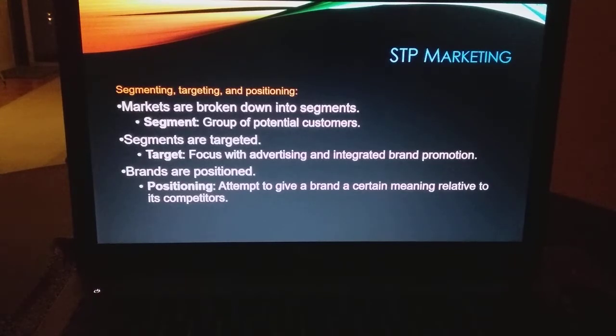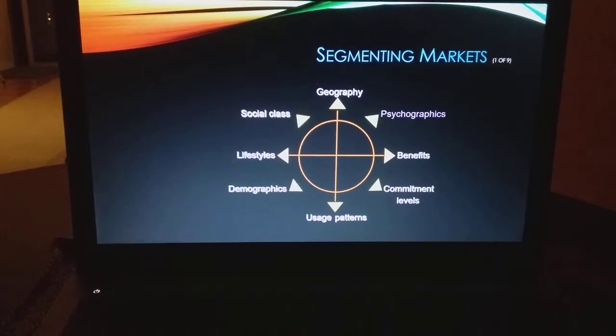So, for example, Mercedes versus Acura, or Toyota versus Honda, something like that. Coke versus Pepsi, McDonald's versus Burger King, McDonald's versus Chipotle, Starbucks versus Dunkin' Donuts. How do they position themselves in the market? So there are different ways that you segment a market.